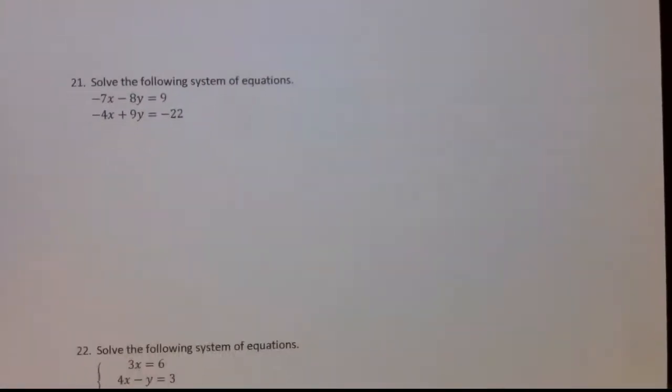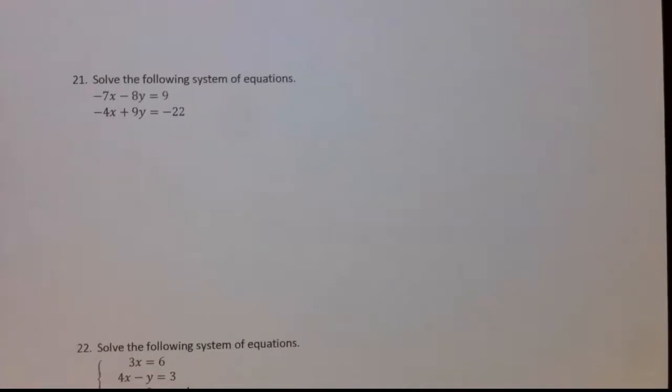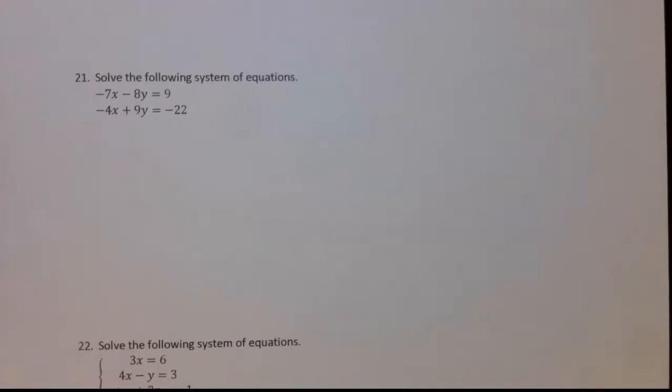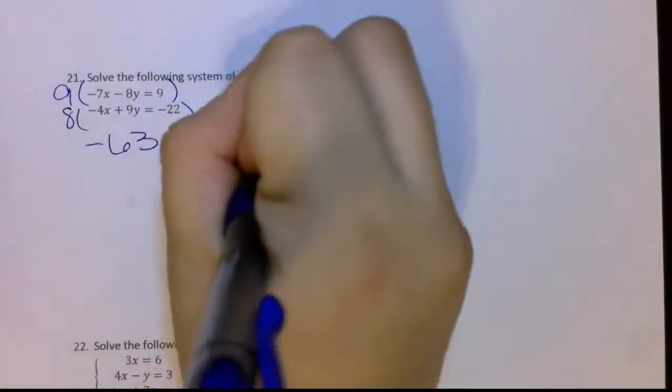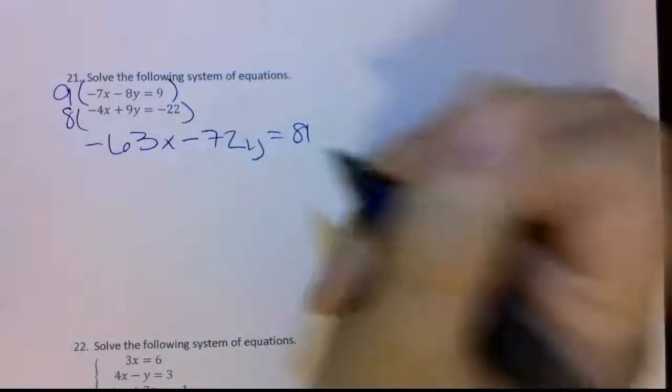Okay. This one wants me to solve the following system of equations. I can use any method I want. I am going to use elimination, and I'm going to cancel out my y's. Both 8 and 9 go into 72. So I'm going to multiply this one by 9 and this one by 8 because my y's already have opposite signs. 9 times -7 is -63. 9 times 8 is -72y. 9 times 9 is 81.